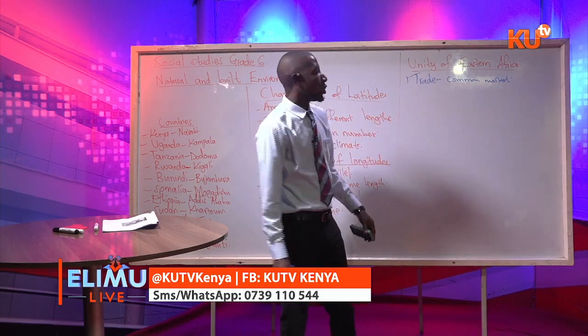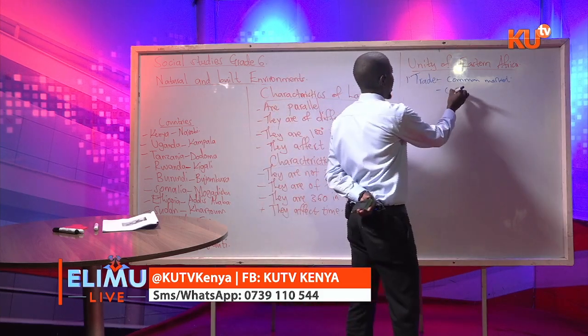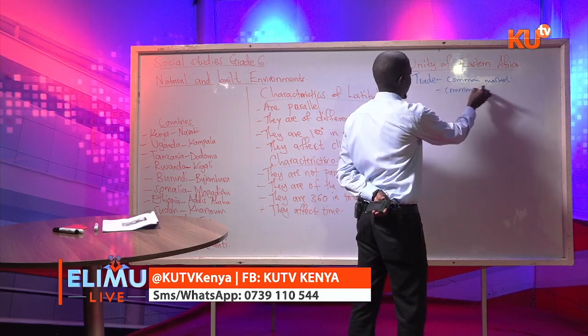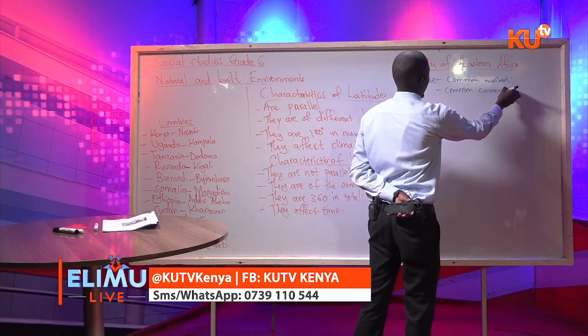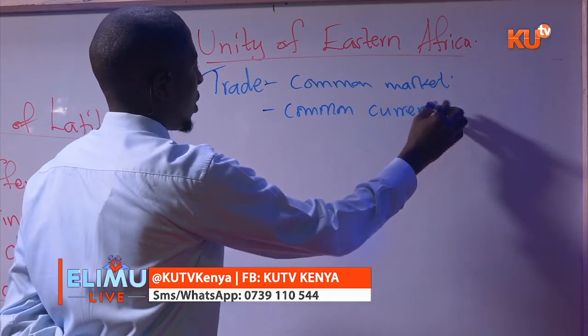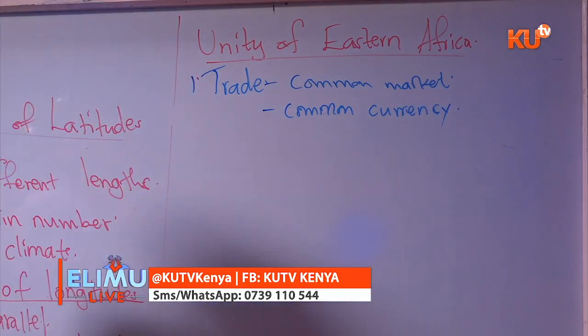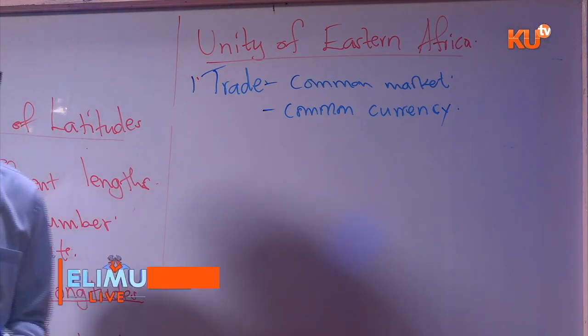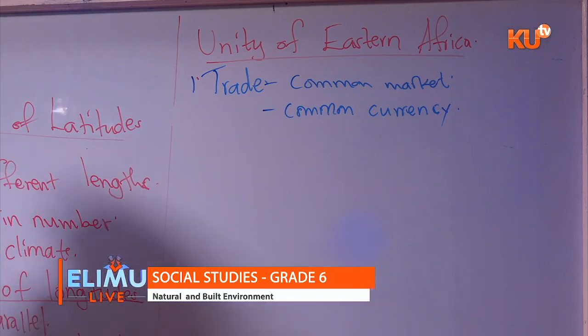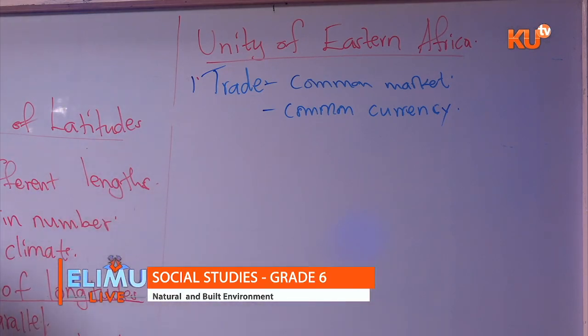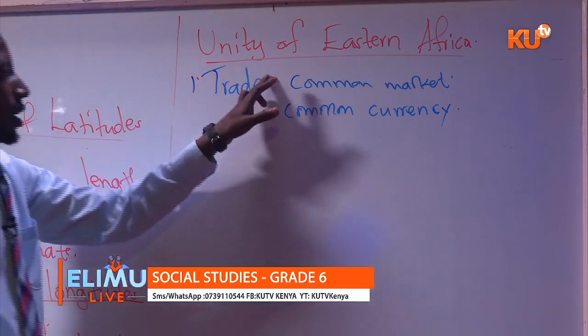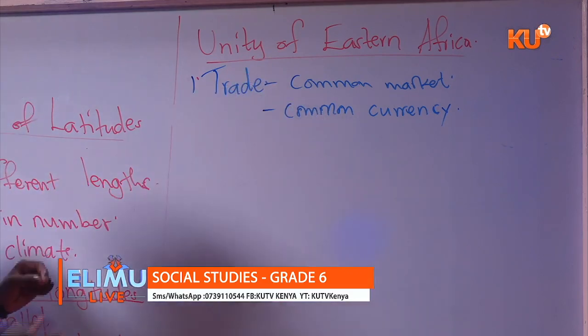Then we should also have a common currency, so that it is easier to trade. For instance, our currency is not the same. The Kenyan currency is the Kenyan shilling. We have the Ugandan shilling, the Tanzanian shilling, and many other different currencies. Ethiopia, Somalia, they don't use the same currency. That is not good for trade.